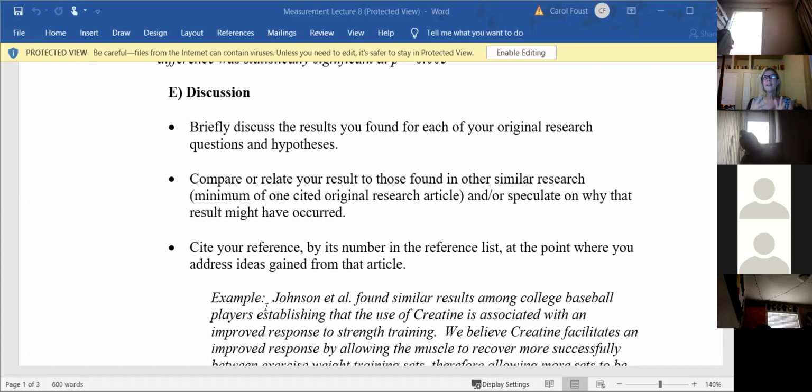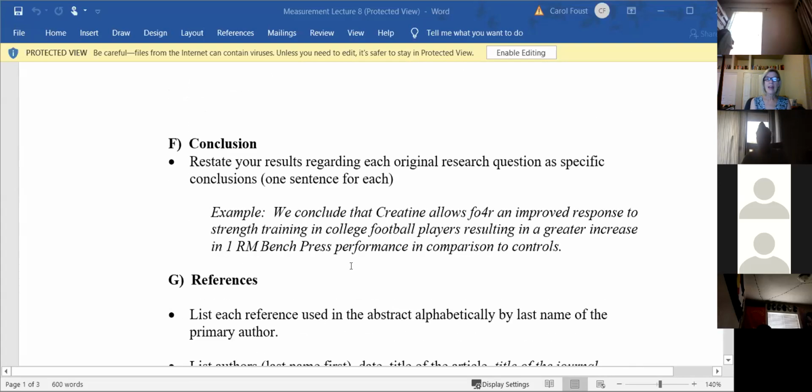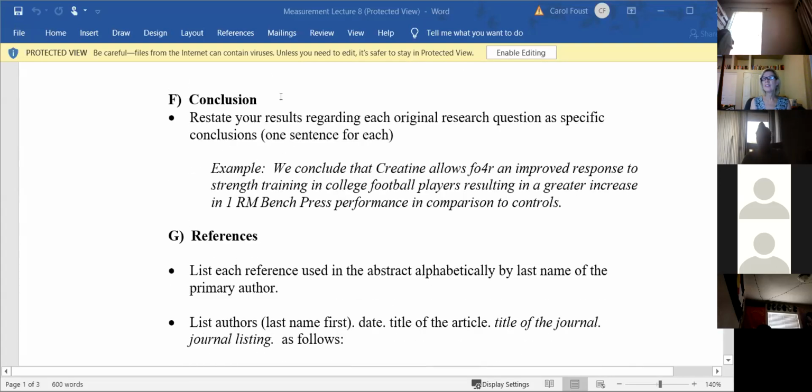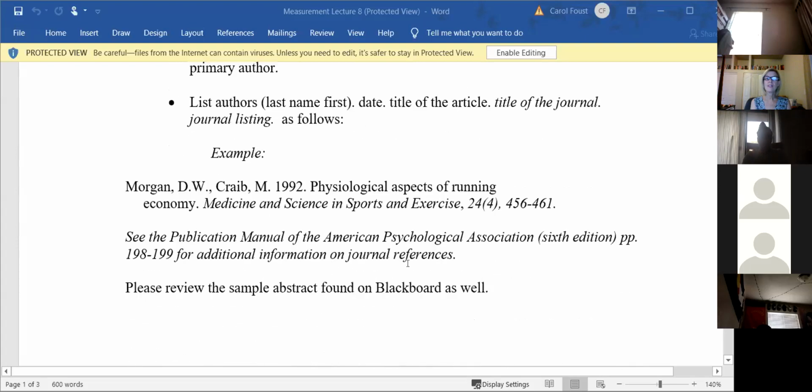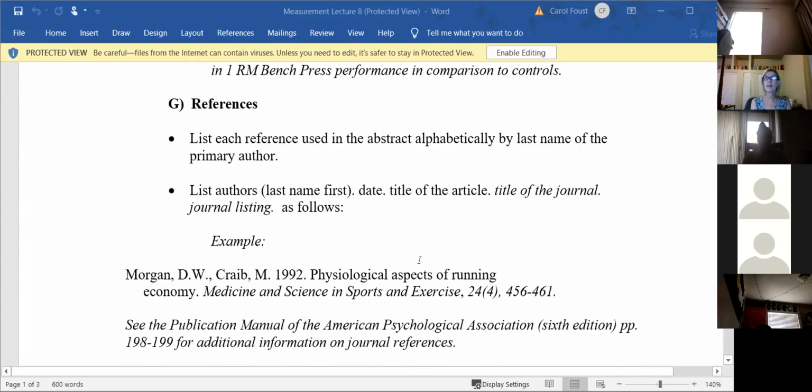So you could then cite other research that found the same thing. And then in the conclusion, that's actually where you state whether you accept or reject your hypothesis. Then you list your references, and you need to have some references to get those points.